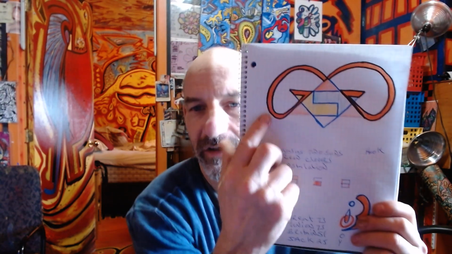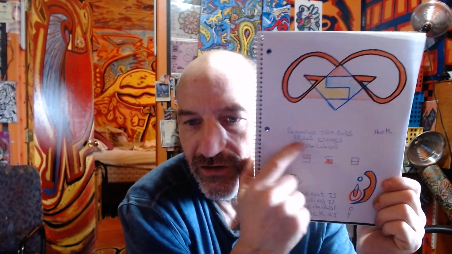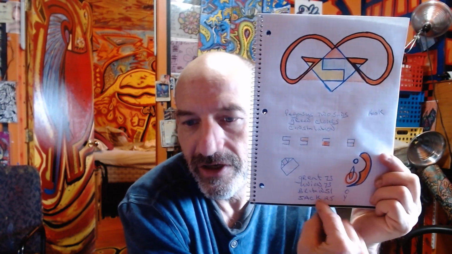The other design is what I did with the Star of David, and then I just put the G on each side. This is a design from 2016. Pegasus and the 2 suns, the green clovers and the constellations, the way we used to see the moon and the way we see the moon today. See, great, Union, Britain, and Jack.